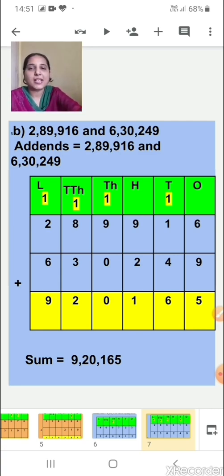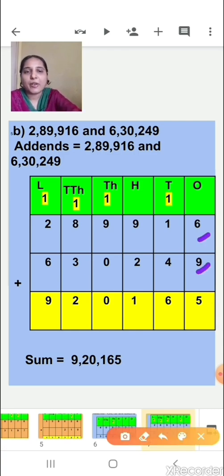2,89,916 and 6,30,249. Now you have to find the sum. So to find the sum, we have to add them. So let's start with the ones place. So 6 plus 9 is 15. So 5 we will write here and 1 will be carried over to the tens place.